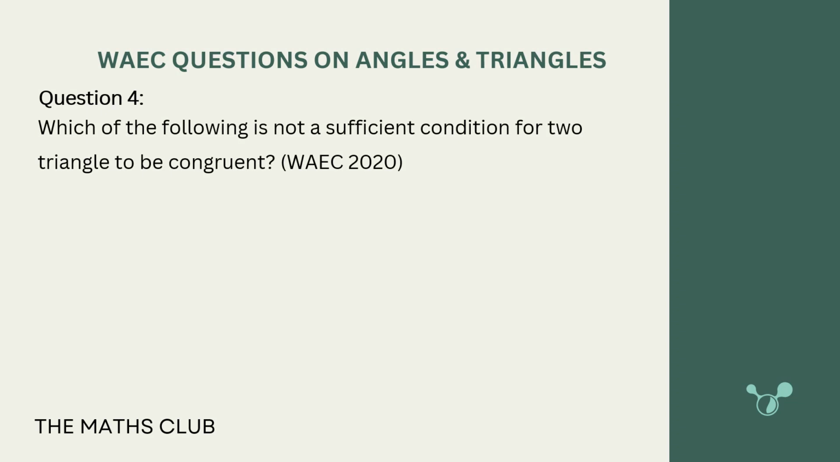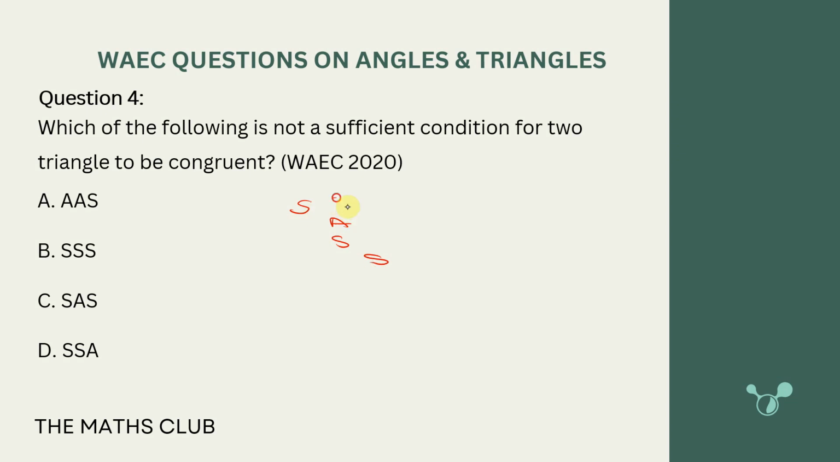The question says: which of the following is not a sufficient condition for two triangles to be congruent? Taken from WAEC 2020. AAS, which is angle, side, side, angle. You remember in the previous video we talked about conditions for congruency. We said we can use an acronym called SAS. So S will be here, A will be here, S will be under the A, and S will be here.